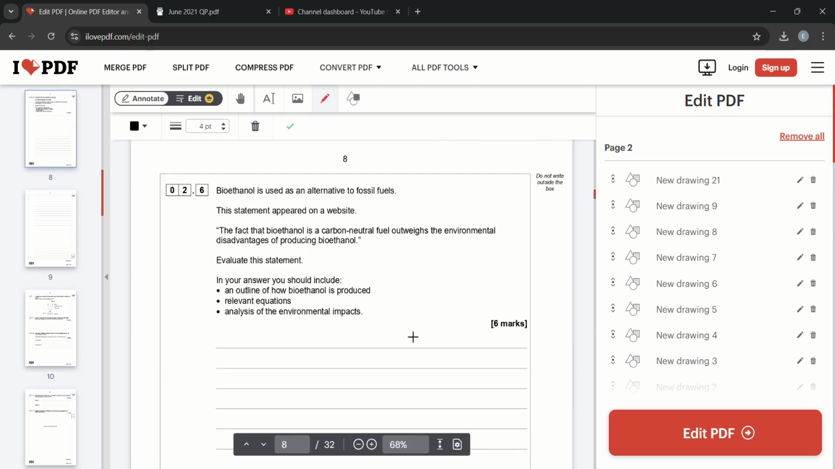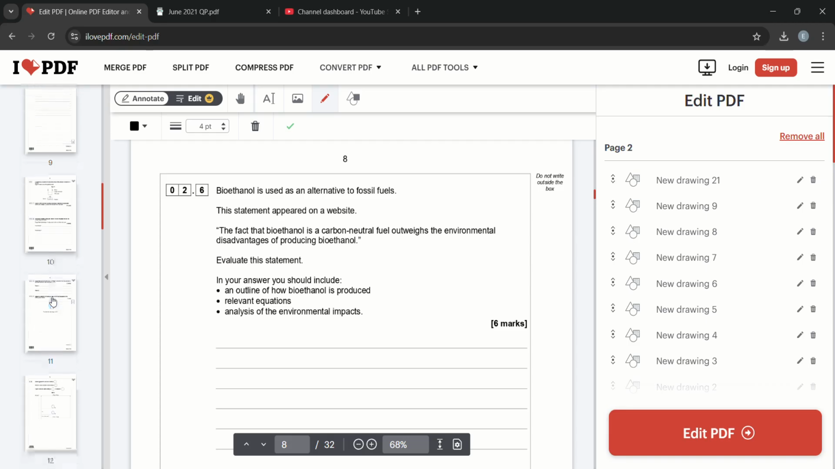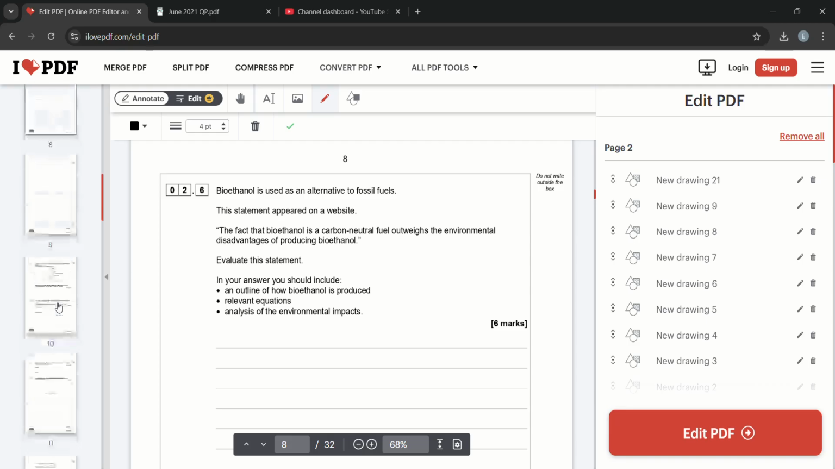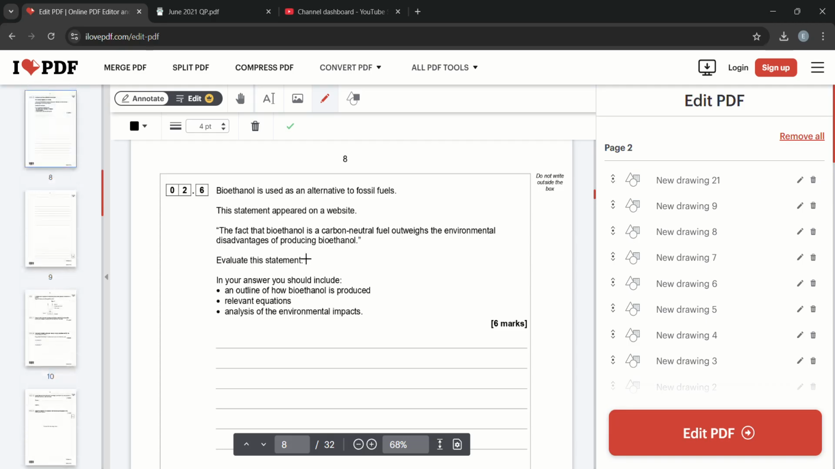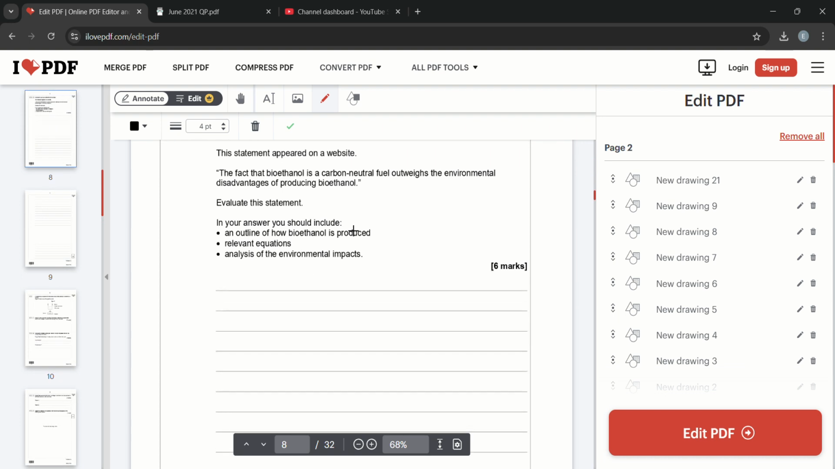And question 2.6, 6 marker. Bioethanol is used as an alternative to fossil fuels. This statement appeared on a website. The fact that bioethanol is a carbon neutral fuel outweighs environmental disadvantages of producing bioethanol. Evaluate this statement. So here, it's already going to tell me the 3 stages.